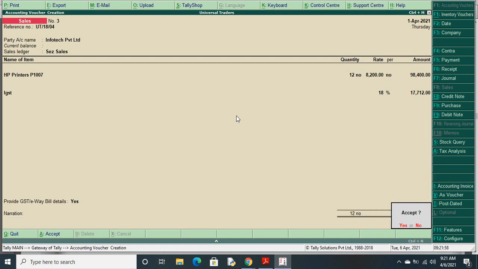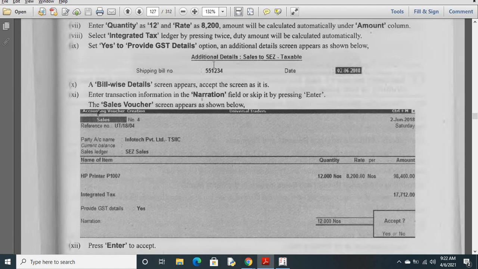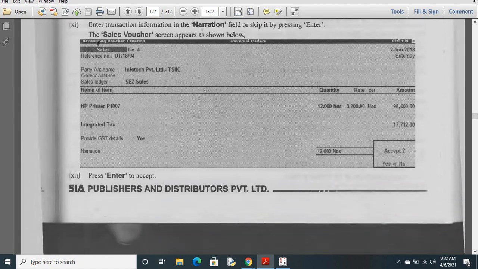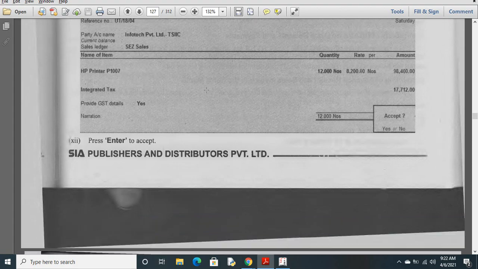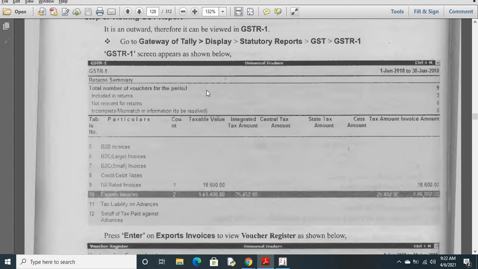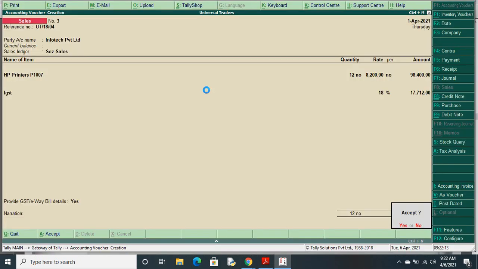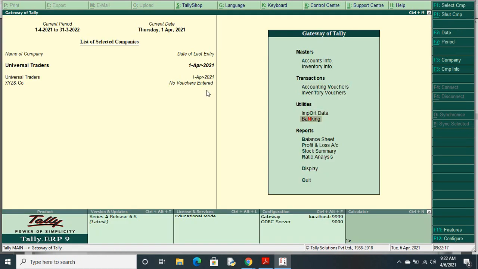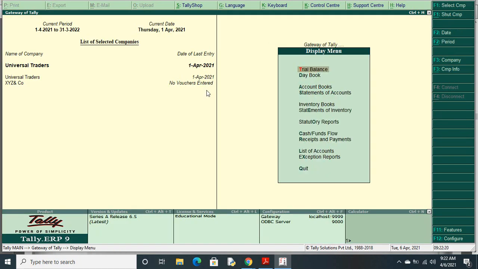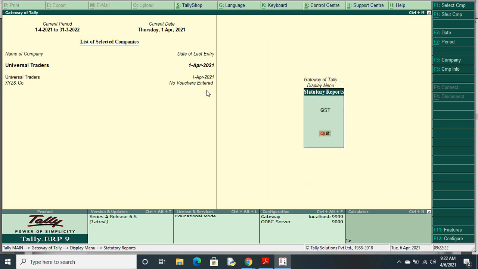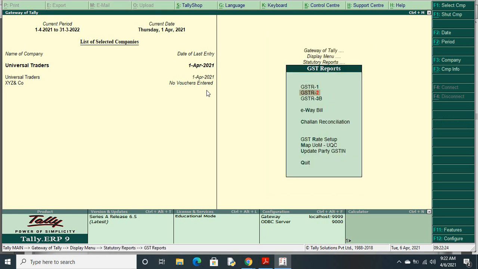So this is the way to enter the transaction. Clear? This is about SEZ sales, special economic zone with taxable. Depending on the requirement, we have to select the appropriate items. So we'll see where we can see this. We'll go back and go to Display, Statutory Reports, GST, Sales 1 or 2.